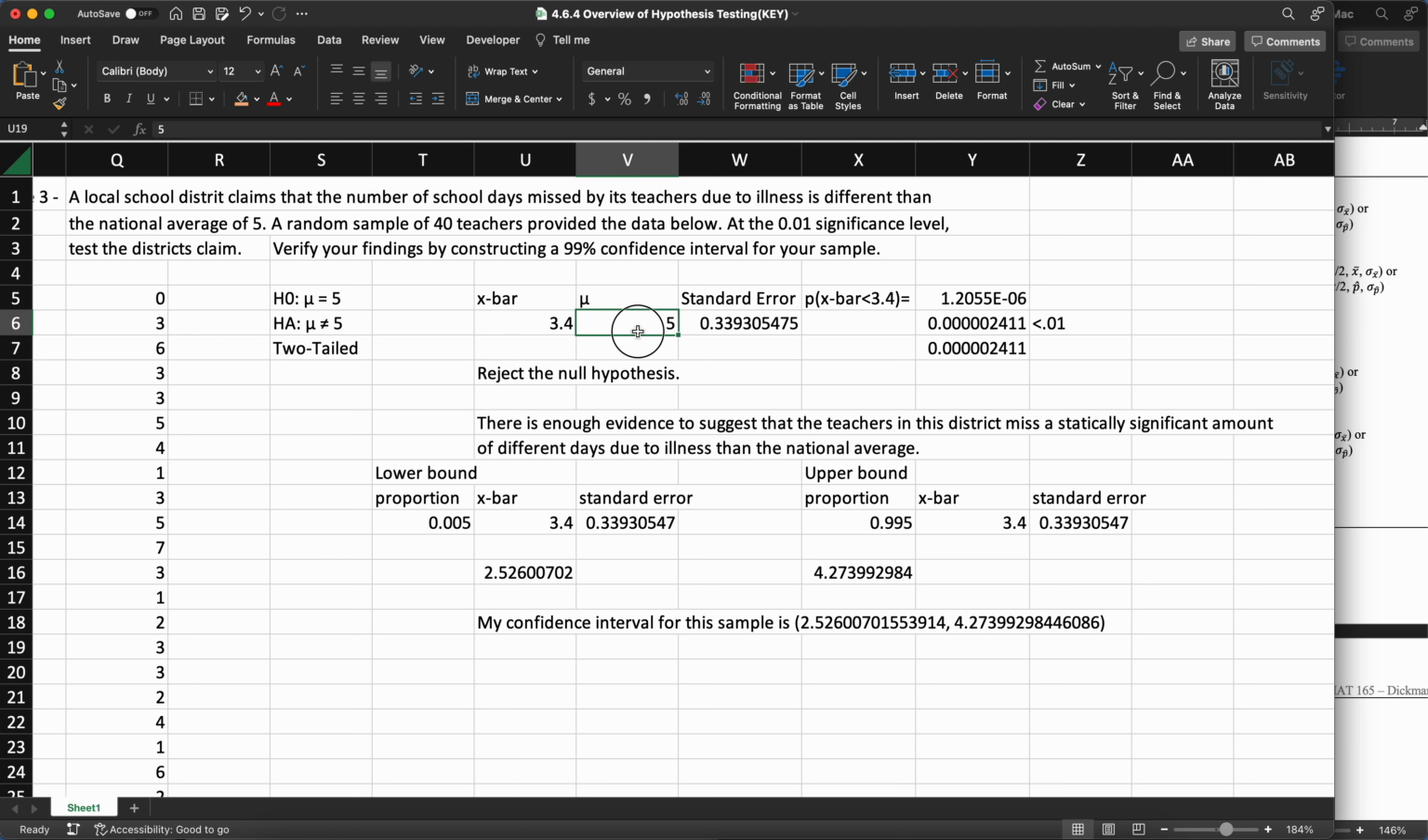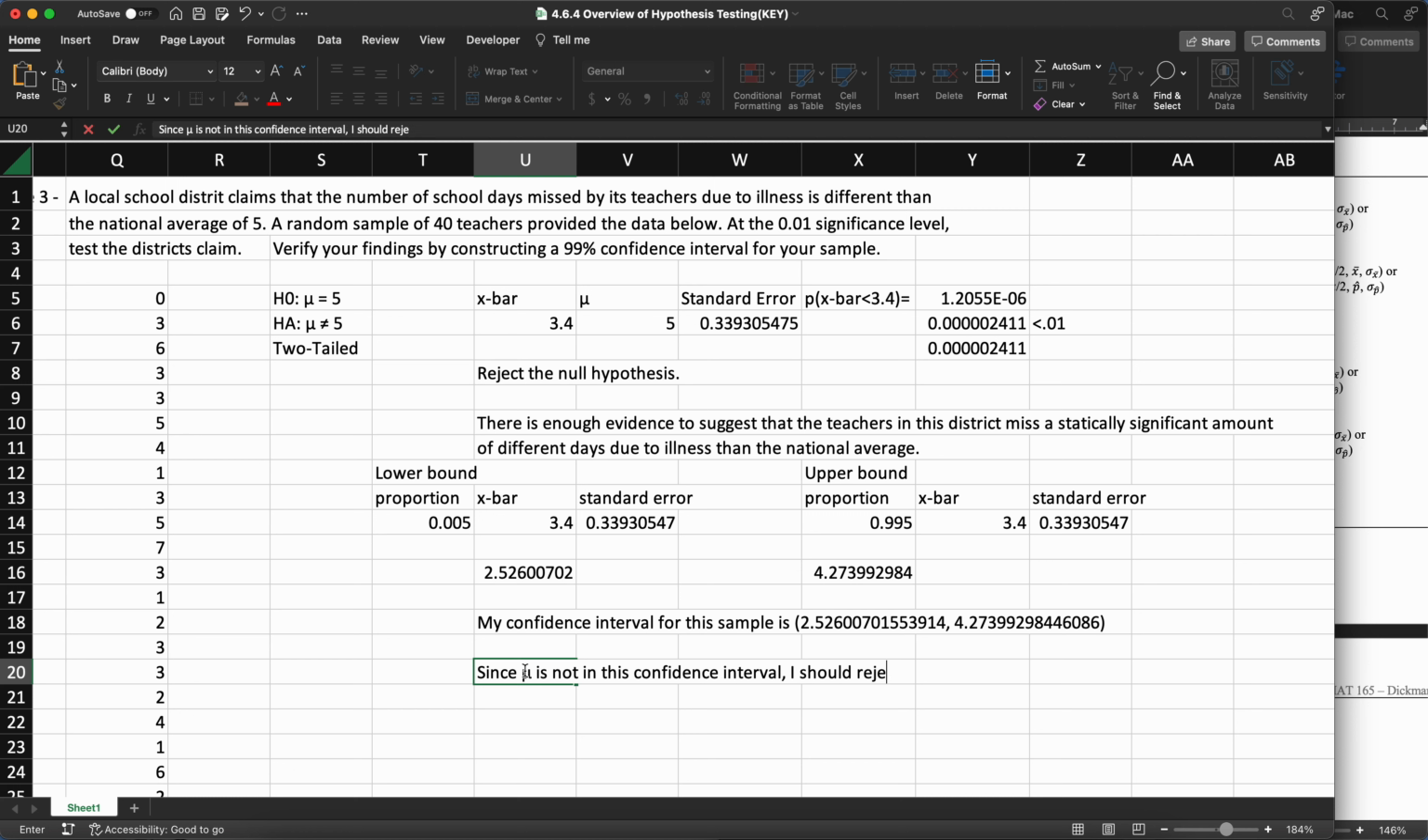Now, is the historic mean inside this confidence interval? No. Since mu is not in this confidence interval, I should reject the null hypothesis. And so that, again, is just confirming that I should reject the null hypothesis. I constructed a confidence interval, and this mean wasn't in it. And 99% of the time that I do this, it should contain the population mean, which tells me that the population mean is not this. So the population that I'm talking about has a smaller mean, or a different mean in this case.